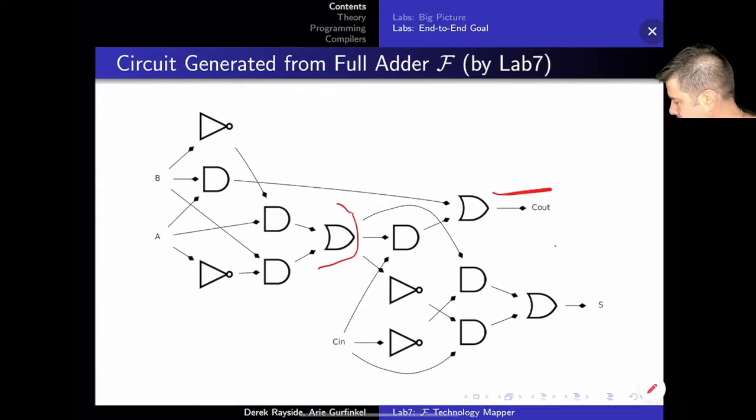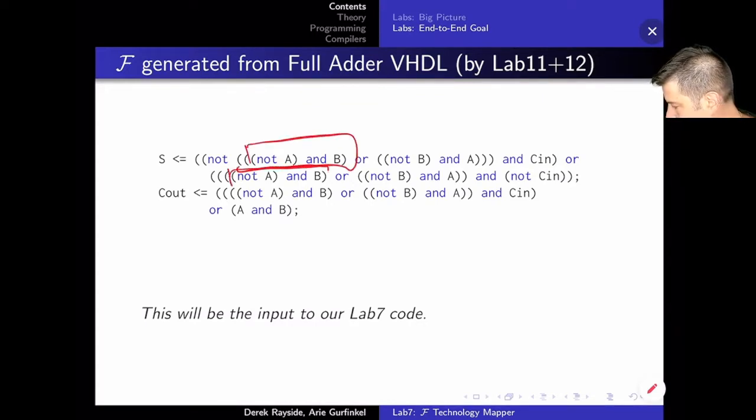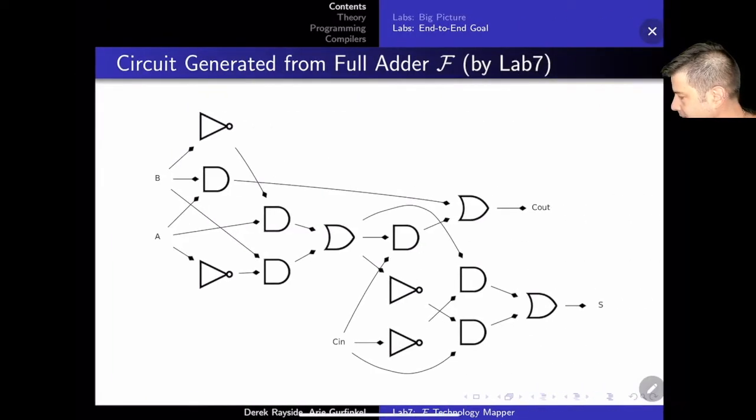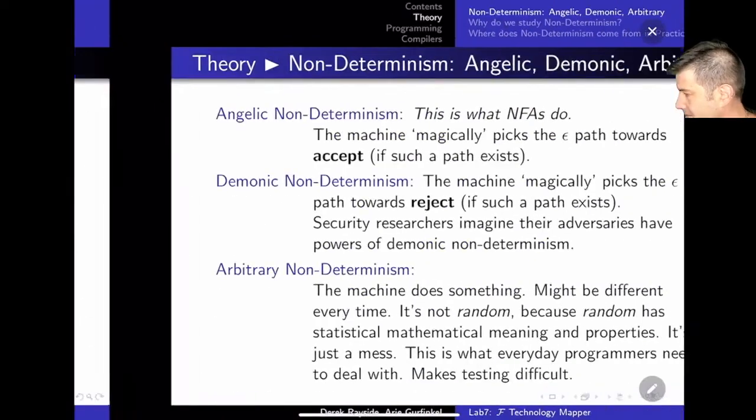Right, so if we go here, we'll see that there are common sub-expressions all over the place. For example, this not A and B here, and not A and B here, and not A and B here, right? Which, of course, we don't want. When we build a circuit, we don't want to build a circuit to compute the sub-expression more than a single time. All right. So that's a lab expectation.